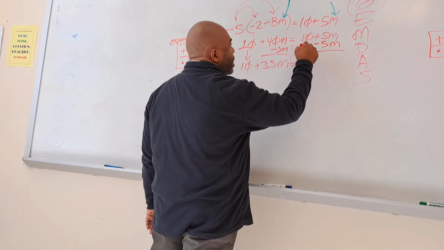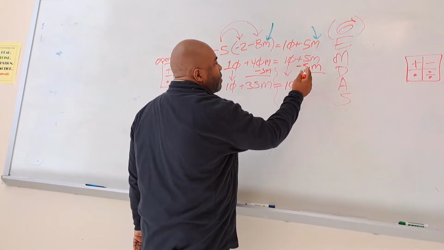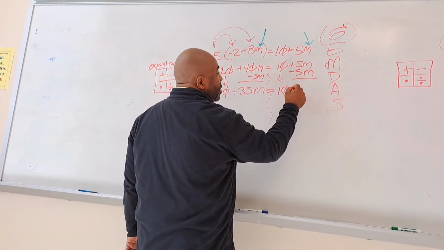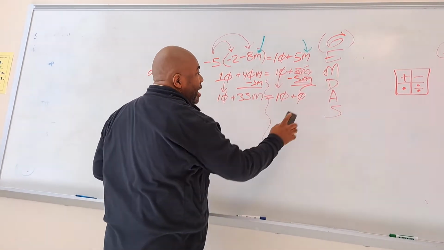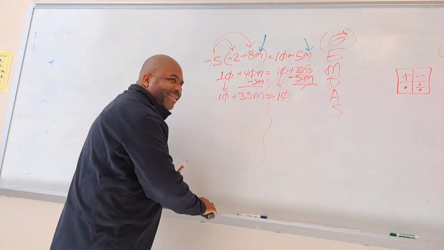I'm bringing down my 10. And 5 minus 5 is 0. So I can really just put 0 here. I'm canceling that out.